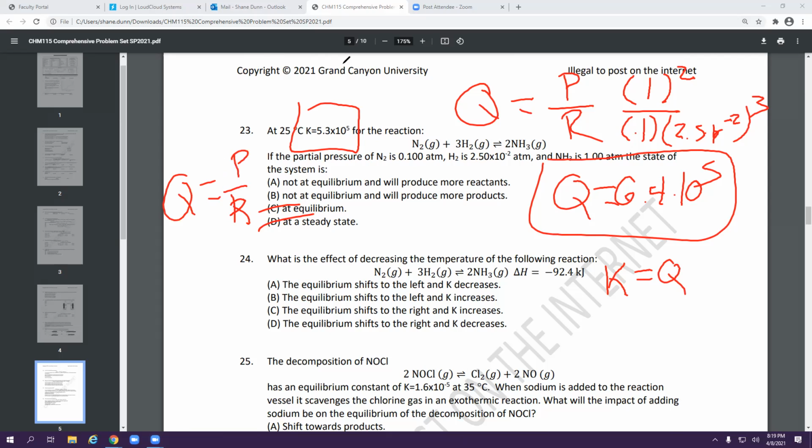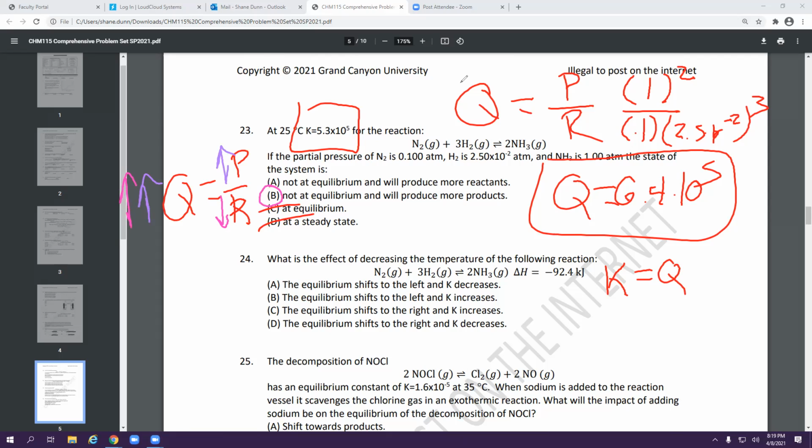Yep, so let's just draw that out. If products go up, Q goes up. If reactants go down, Q goes up. So it's not an equilibrium. And did I produce more products or reactants? What do you think? I produce more products. It's going to be B.